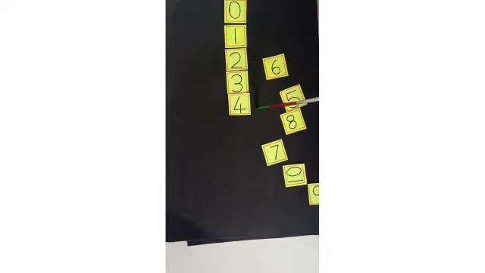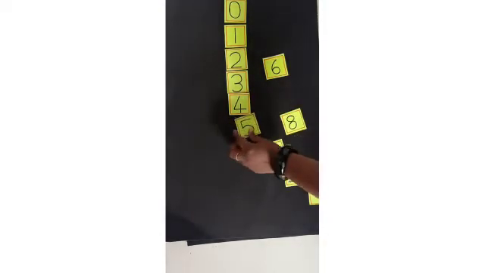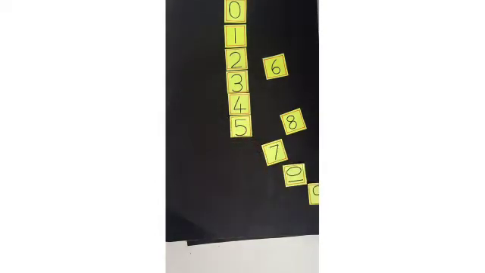After 4 what will come? Number 5. So, where is number 5? Here it is. So, we will take number 5 and place it below number 4 like this. Now, tell me children, after 5, which number will come? Number 6, right? So, where is number 6?